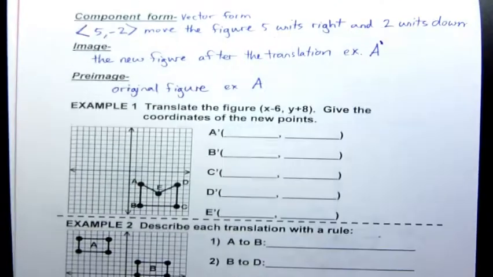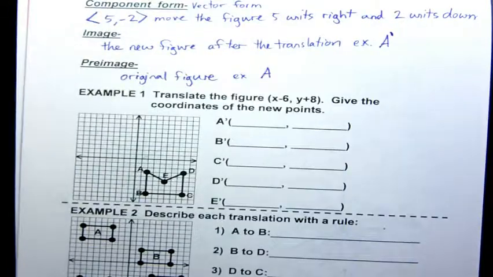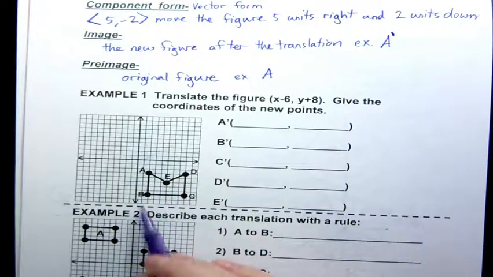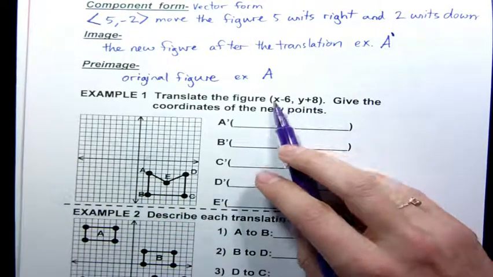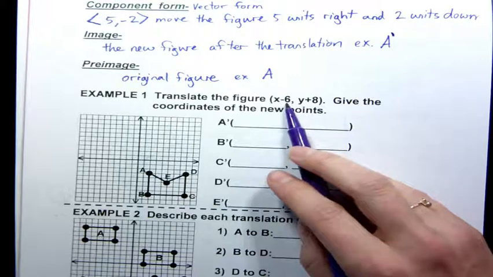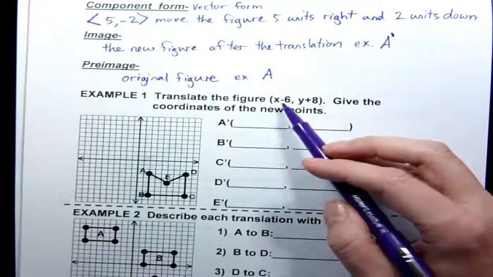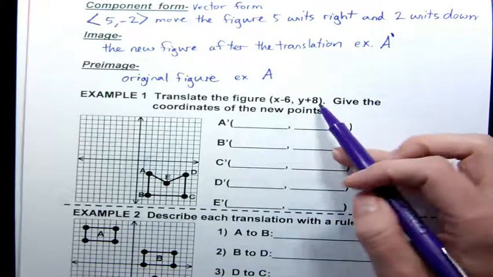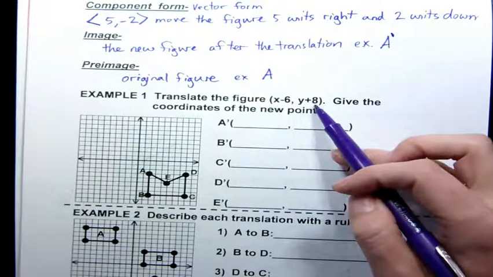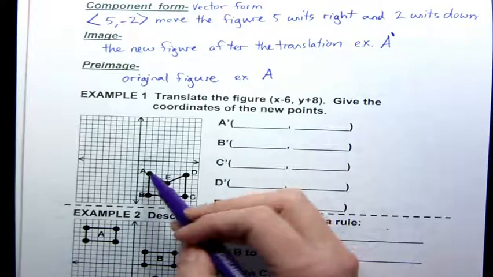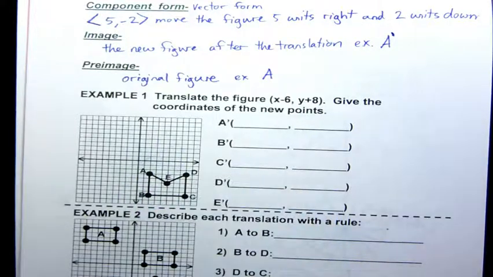Alright, so when we translate it, we can do this 2 ways. We can either label these points and then just do the math, subtract 6, because it's saying to translate it x minus 6, y plus 8. So we can do the math and just subtract 6 from every x value, add 8 to every y value. Or we can sit there and count it out and graph it and then plot it.